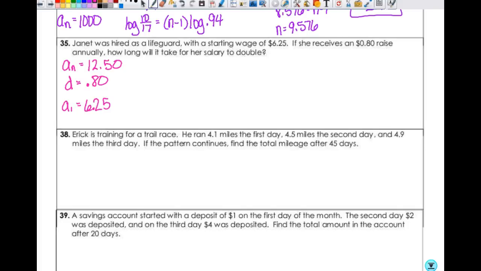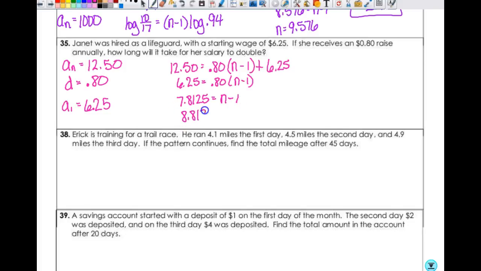Okay, so we set this up. I have AN, it is 12.50. That's equal to the common difference, which is 0.80, times N, which we don't know, minus 1, plus A1, which is 6.25. So when I subtract 6.25 from both sides, I'm going to get 6.25 is equal to 0.80 times N minus 1. Divide both sides by 0.80, and I get 7.8125 is equal to N minus 1. So then I get 8.8125 is equal to N.